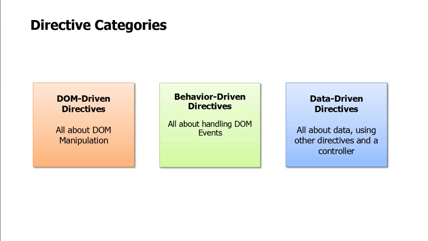Earlier in the course, I mentioned that I like to categorize directives into three general categories, and I call them DOM directives, behavior-driven directives, and data-driven directives. Now, as mentioned, these names are just things I made up, but it's a good way to think about the different techniques you can use as you're going to write your directives.